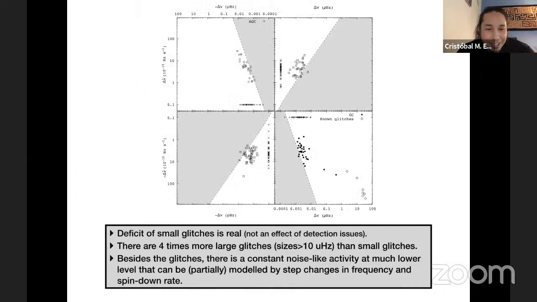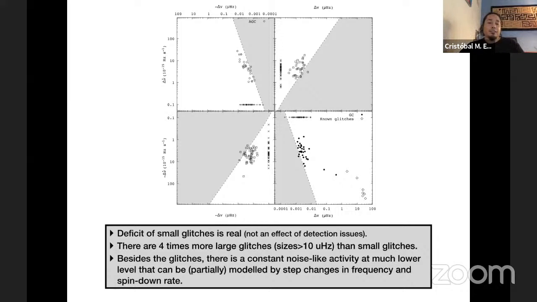Okay, well, this is what I had just said. So yeah, the deficit of small glitches is real. It's not an effect of detection issues. We've proven that. If you compare the occurrence of large glitches above 10 microhertz and the other glitches, there are 4 times more large glitches than small glitches. So this is something which is interesting. However you're going to explain the Vela pulsar glitches, this has to be included in the models.